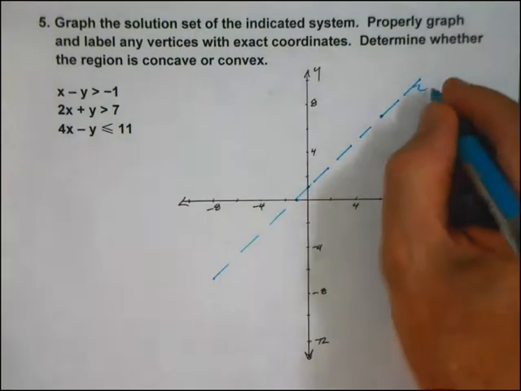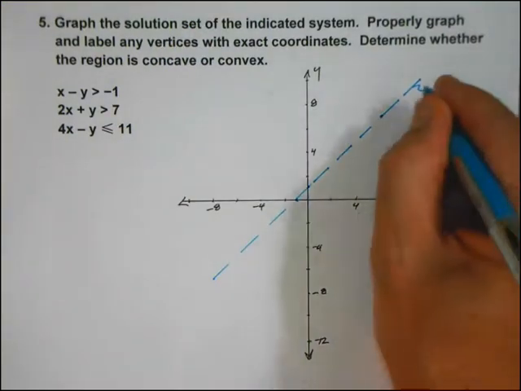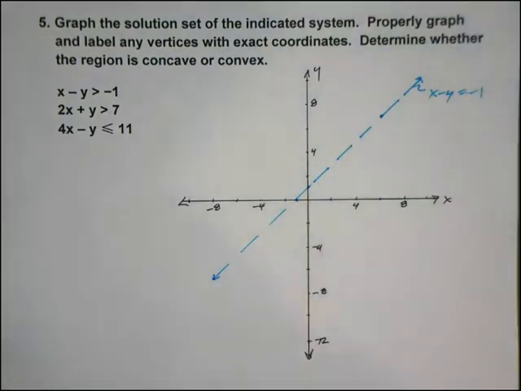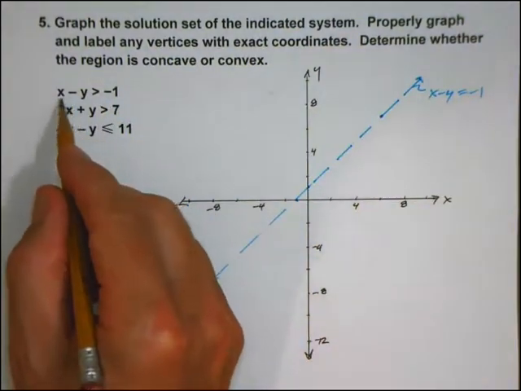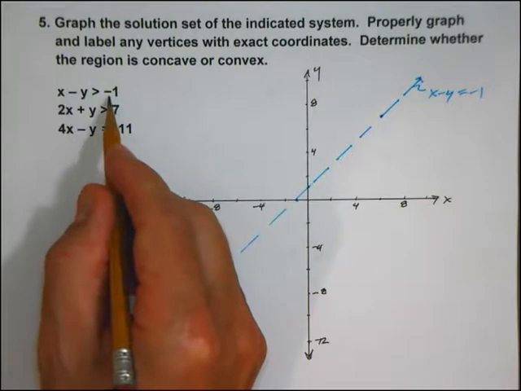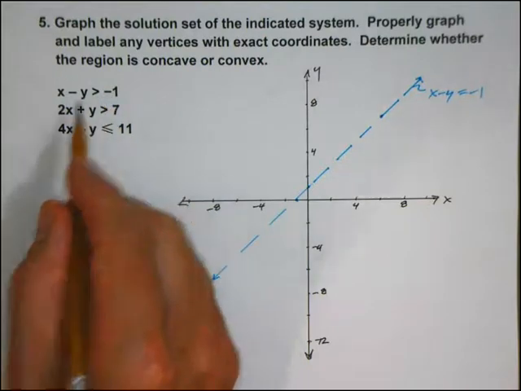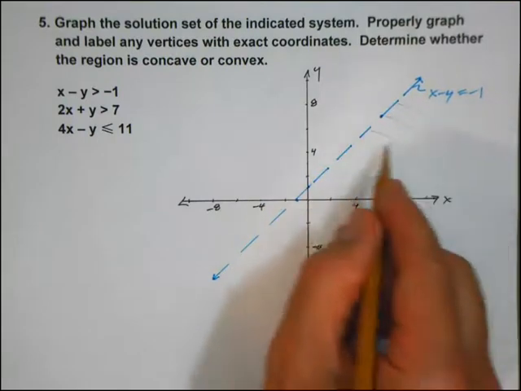Label. This is x minus y equals negative 1. How about shading? Okay. We could test 0, 0 here. Put in 0, 0 on this side, 0 greater than negative 1? That would be true. Okay, so it looks like we need to be shading the 0, 0 side of the line for this.